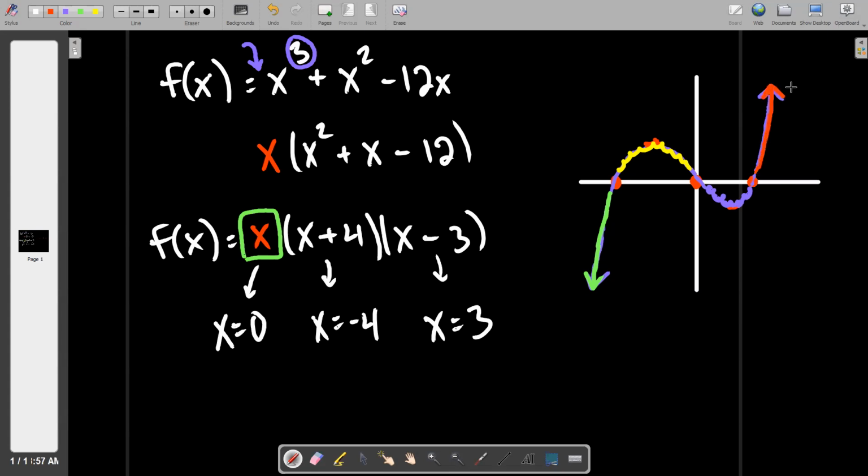So we agree that the intervals exist as defined by the zeros, right? So how could you define for me the green interval?